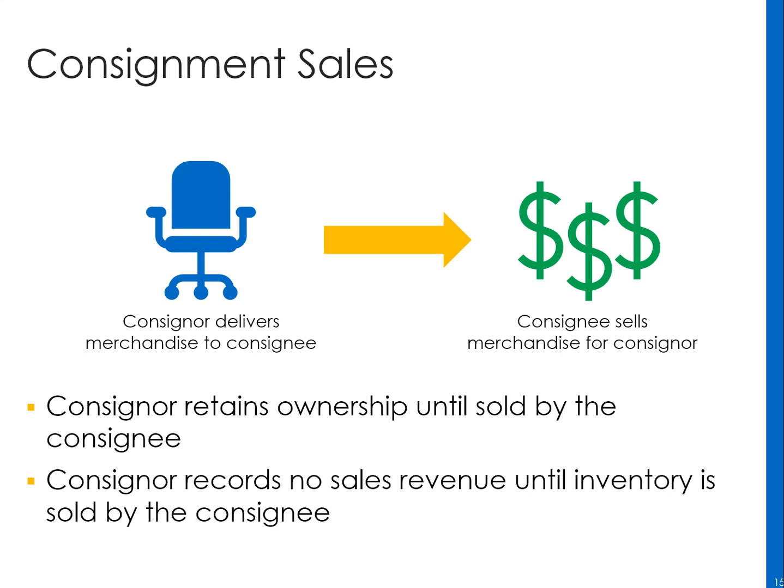Another related topic is consignment sales. A consignor delivered product or merchandise to a consignee. We can view the consignee as, for example, an auction company. We send our stuff to the auction company, so the auction company, the consignee, is going to sell merchandise for us. This is not a sale. So we're going to record no sale until the inventory is sold by the consignee, the auction company.